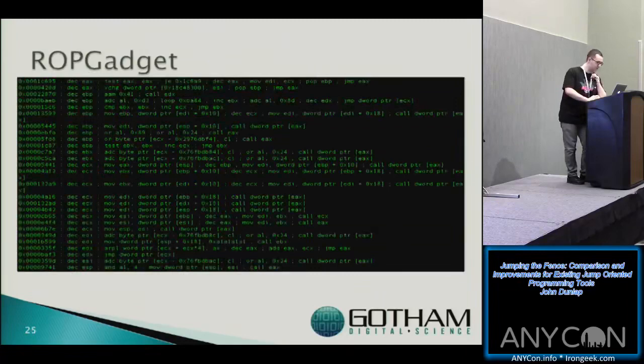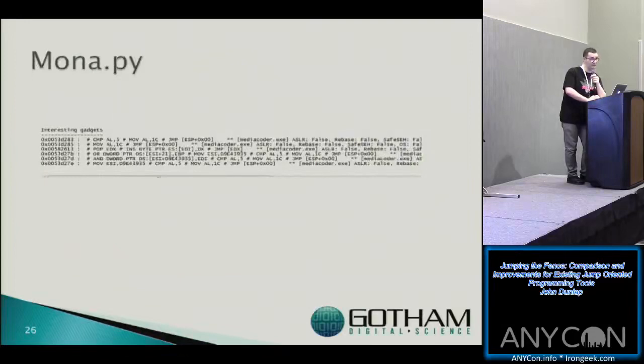Here's ROP Gadget running against a bigger binary. And here's a third tool we're looking at. This is Mona.py. It's written by a guy who calls himself Corelan coder. He's one of the foremost experts on Windows heap exploitation. This is probably the best ROP tool out there right now, for Windows at least. He's very good at putting together preset ROP chains that will turn off Data Execution Prevention on Windows. So this is kind of the functionality that we want.